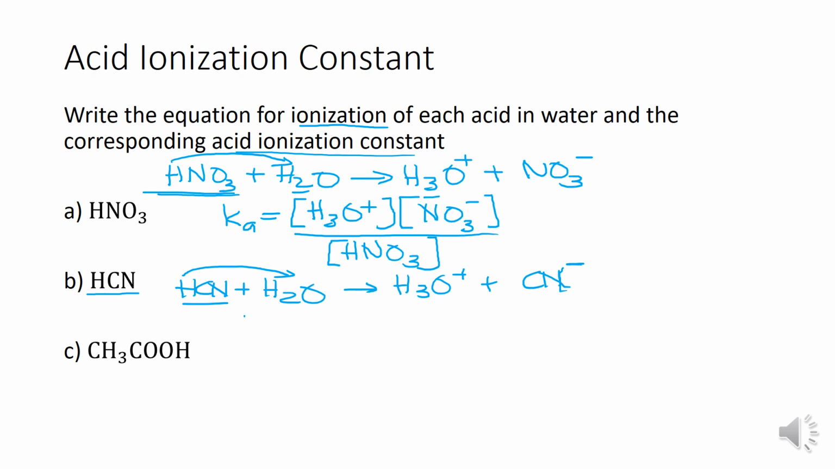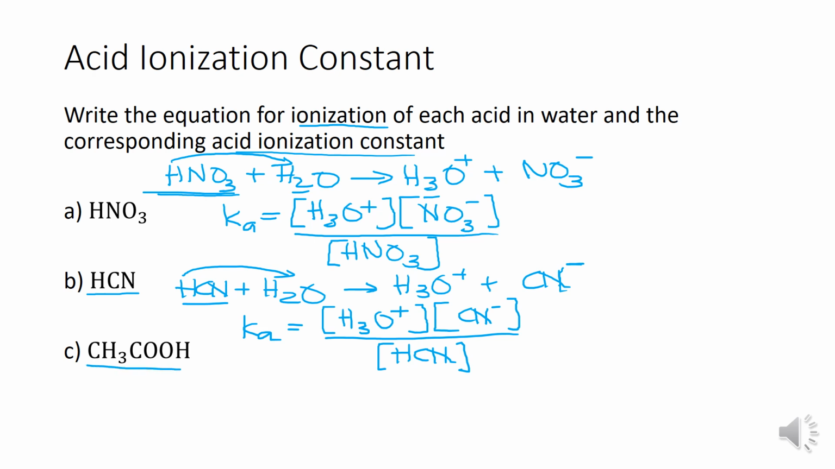Now let's write the acid ionization constant. So again, let's multiply the concentrations of the product ions. So you have first the concentration of hydronium ions, multiplied by the concentration of cyanide ions, all over the concentration of the original acid. So that's HCN.